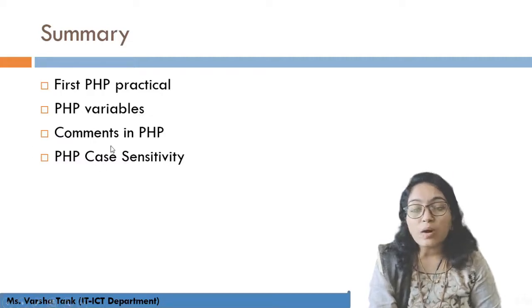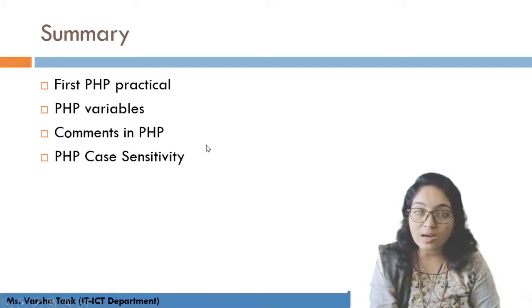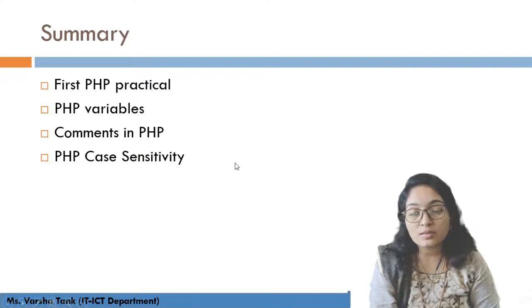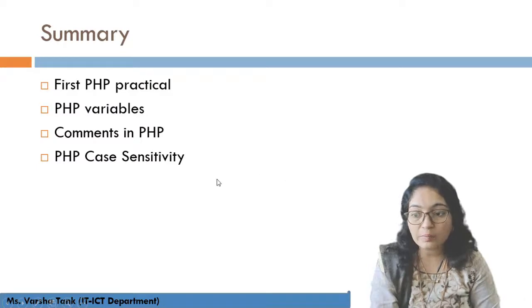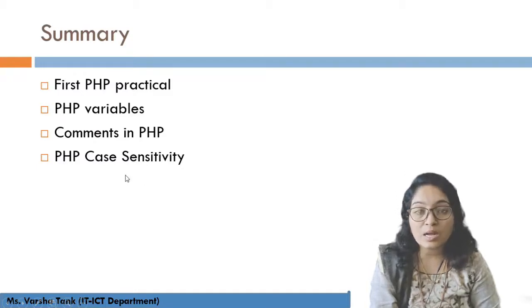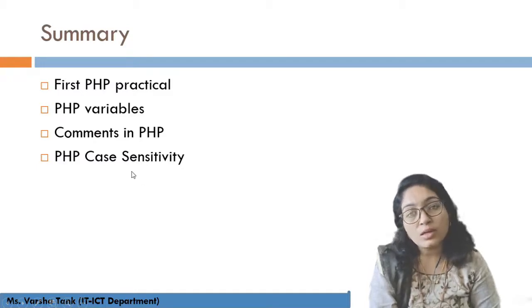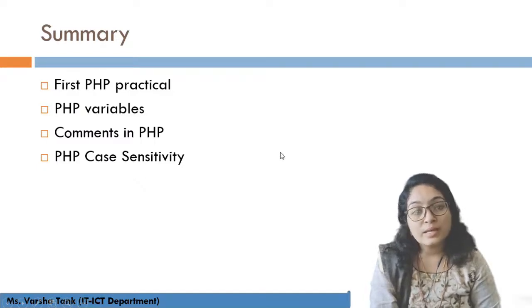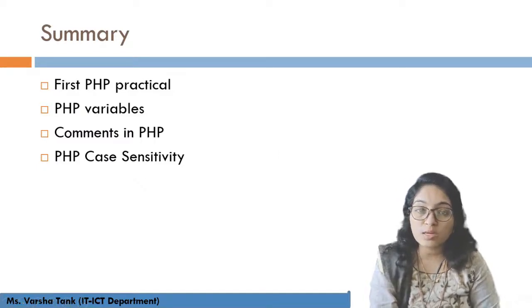Then we learned about comments in PHP. You can define comments in three ways. You can use hash for a single line and double slash for a single line, and you can use slash star and star slash for multi-line comments. And next we have seen PHP case sensitivity. That means variables are case sensitive, but keywords like echo, if, etc., are not case sensitive. In the next lecture, we will learn about PHP and HTML, and decisions and looping.